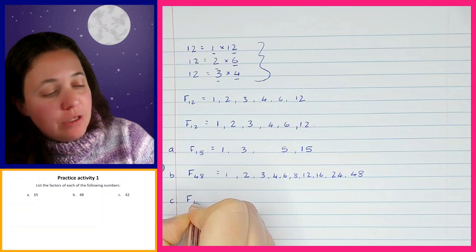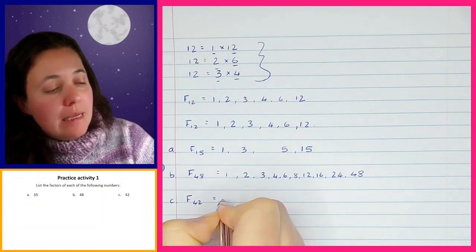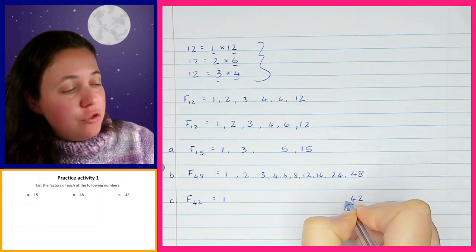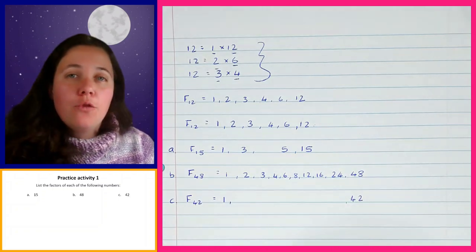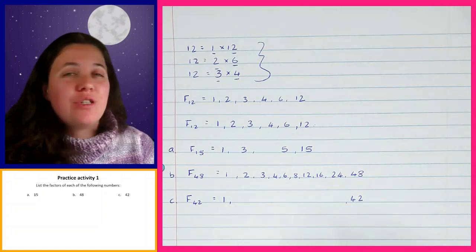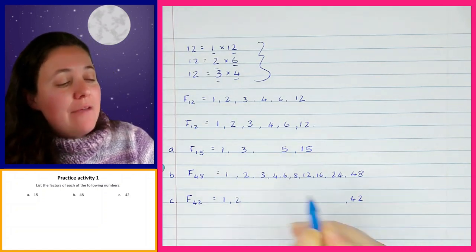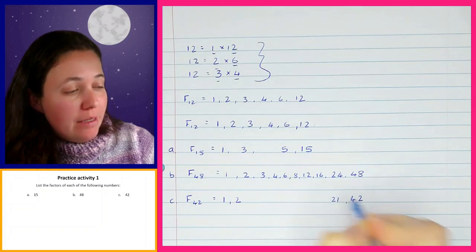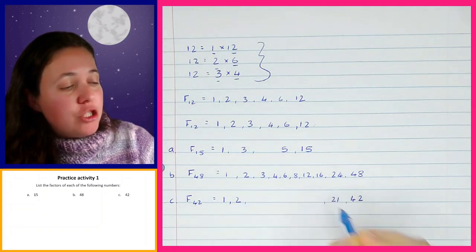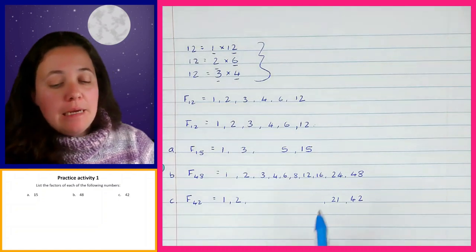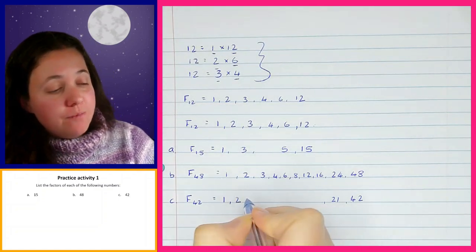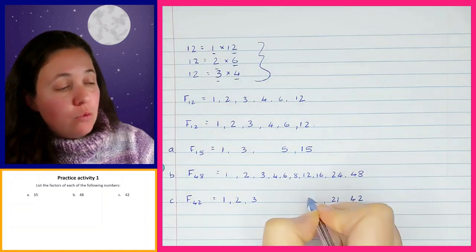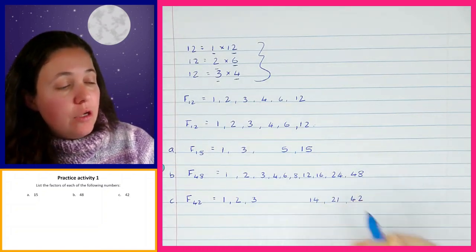So the factors of 42, again, we start with 1 and we write down 42 over there. 2 does go into 42, so 2 is a factor. If I divide 42 by 2, I'm going to get 21. So I'm going to write 21 over here. And then I'm going to check the next number, which is 3. Now 3 also goes into 42. So I'm going to put 3 over there. 42 divided by 3 is 14. So that is going to go over there.